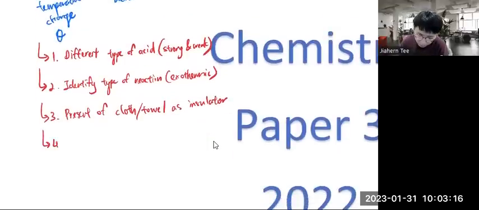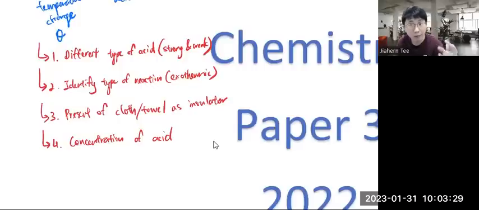And lastly, it's about what? It's about the concentration of acid. This is the hardest one. You need to change the concentration of acid. How to change it? From what I heard, the concentration of acid is not provided directly to you. It means they don't give you one concentrated acid and one dilute acid.